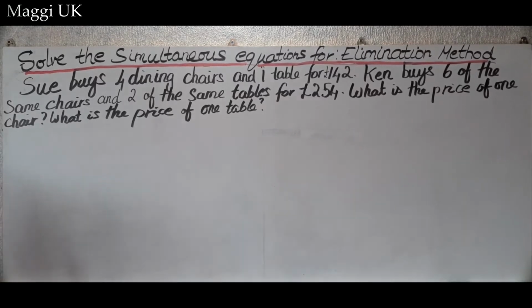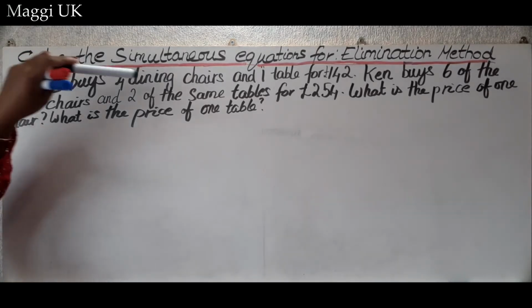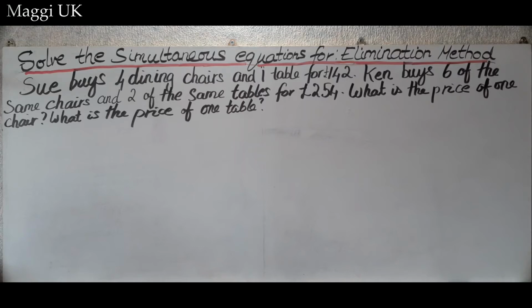So this one is going to be the problem solving question using an elimination method. Sue buys 4 dining chairs and 1 table for £142. Ken buys 6 of the same chair and 2 of the same tables for £254. What is the price of 1 chair? What is the price of 1 table? We need to find this using simultaneous equations.